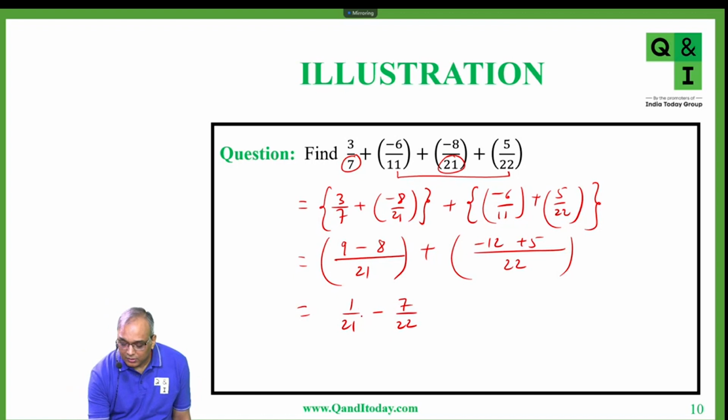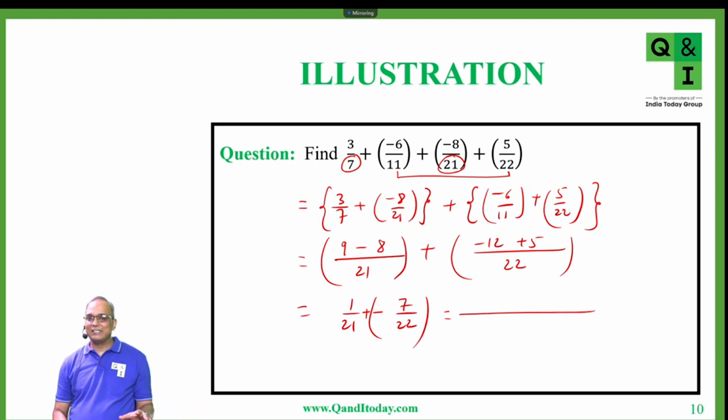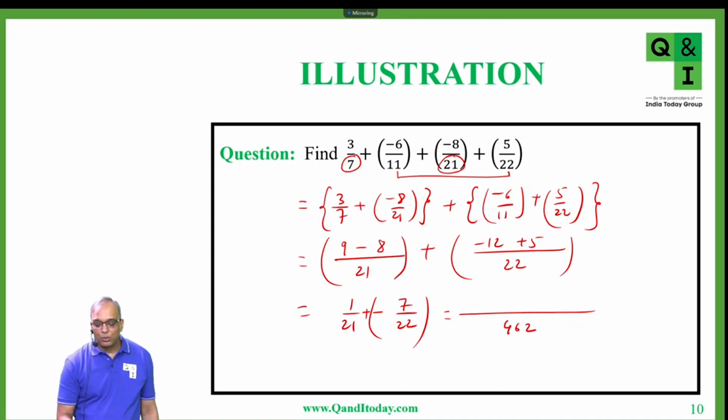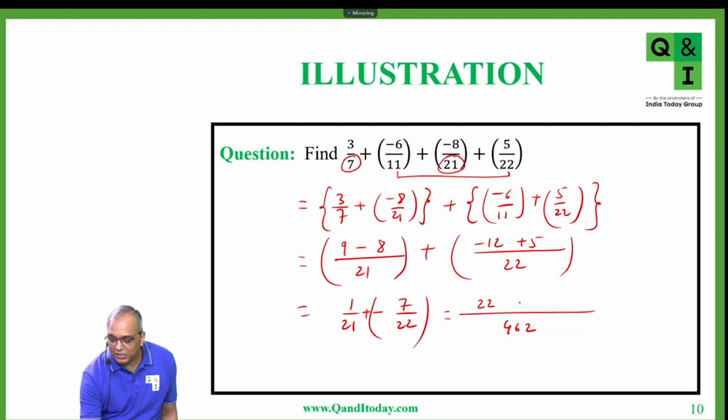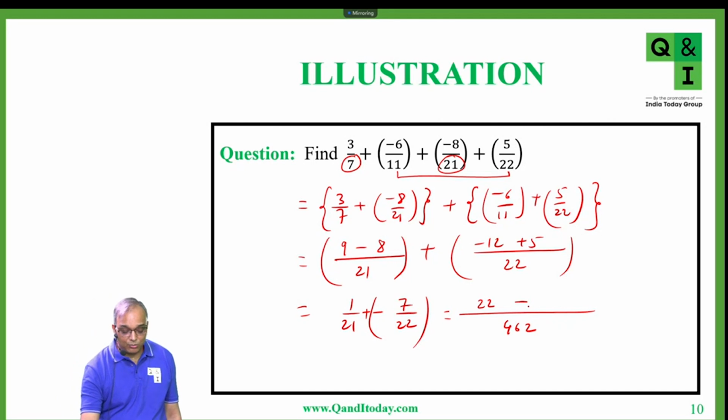Now you can write it in brackets. Now it is easier. The calculations have become easier. So for 21 and 22, we know that the LCM is 462, and 21 times 22 is 462. So you will have 22 minus, and 22 into 21 is 462, so we'll multiply by 21 here. 21 into 7 is 147. So 22 minus 147 will be minus 125 over 462.